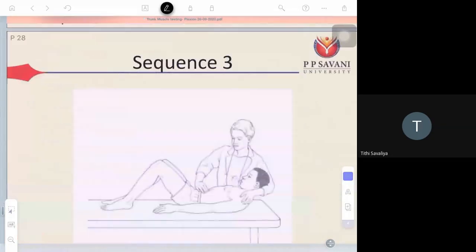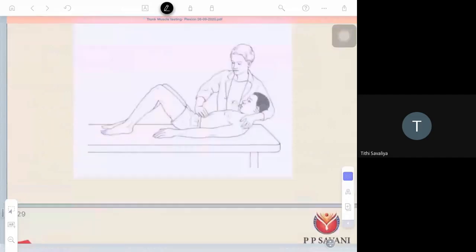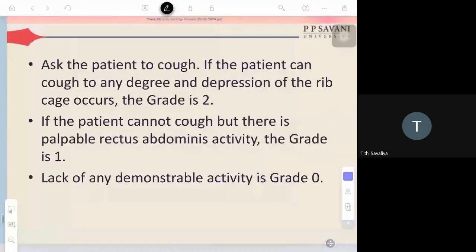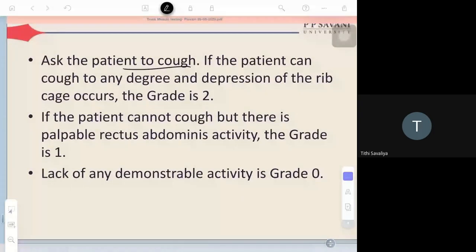So what is sequence 3 here? Again, patient position and therapist position are the same. Now ask the patient to cough. If the patient can cough to any degree and depression of the rib cage occurs, again this is grade 2. Basically the sequences are different. In all the sequences you are finding out what the grade is. Now in sequence 3, you are asking the patient to cough. You can try yourself in lying position. If you are coughing, then the ribs will contract or depress.